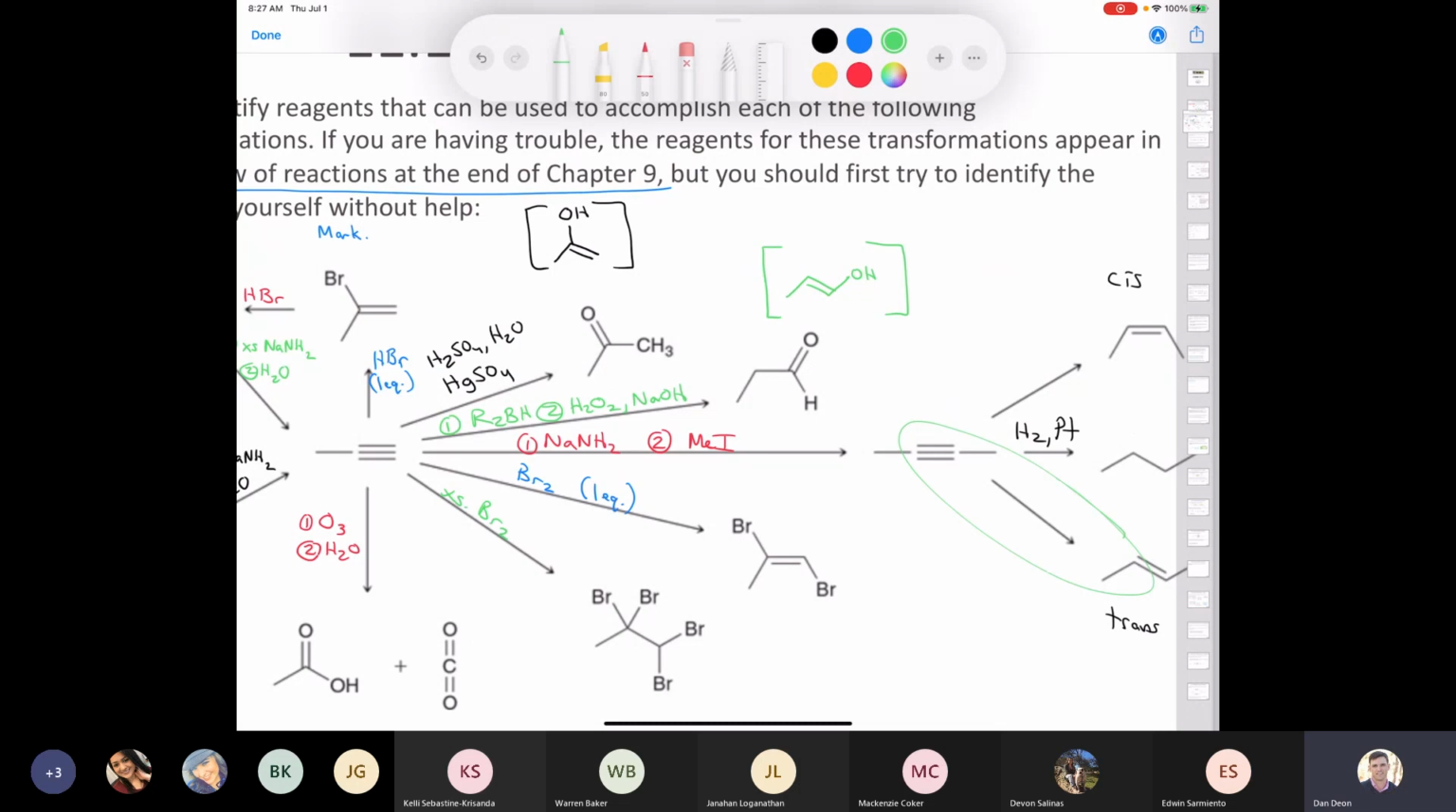It's a sodium metal reduction, isn't it? Absolutely. Yes. Right. It's this. So this one's a sodium metal reduction. So you want to use sodium in liquid ammonia. Okay. Right. If you want to make the cis alkene, that's the one where you would use the poison catalyst. So hydrogen in Lindlar's catalyst.